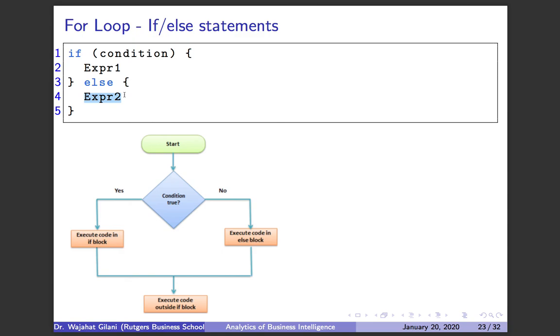It could be one or many, it doesn't matter. So anytime you use an if-else statement, either this set of code will be executed or this set of code, never both. Never both.